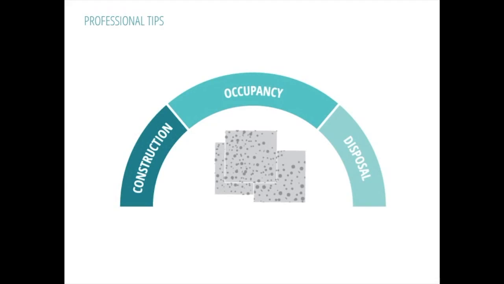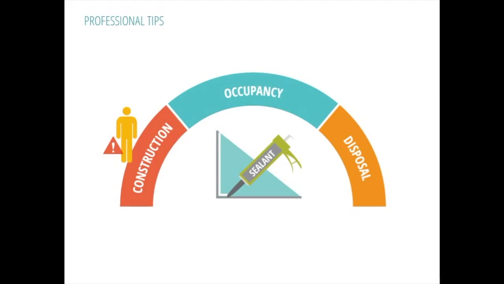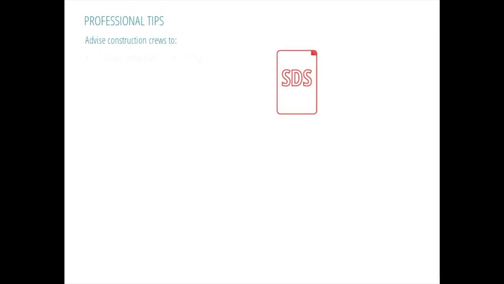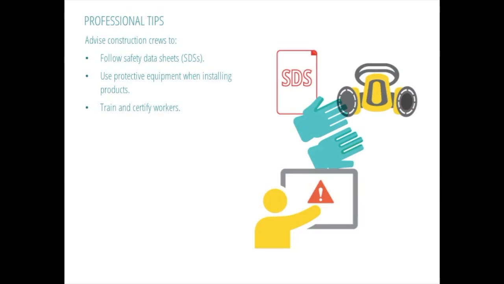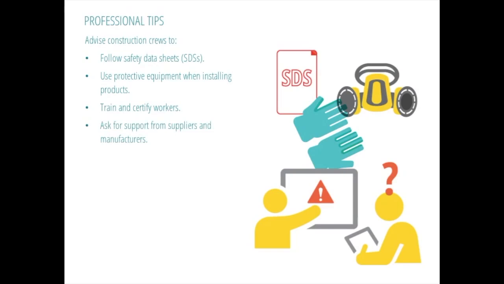Exposure level to a substance of concern can also vary over the life of the material. Some may be more harmful during construction or disposal. For example, caulk or spray foam insulation may pose more potential risk to the installer and less to a building occupant. It is important for a designer to be aware of potential risks and encourage contractors to follow guidelines and instructions. Advise construction crews to follow safety data sheets, SDSs, use protective equipment when installing products, train and certify workers, and ask for support from suppliers and manufacturers.